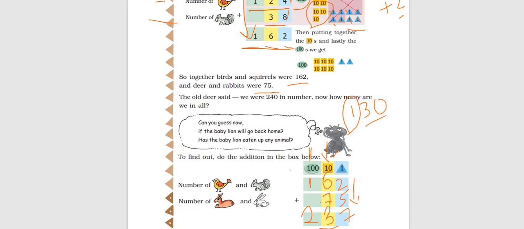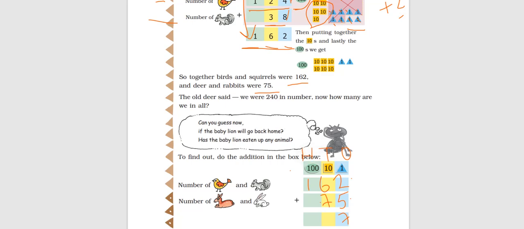Okay, I will do this one more time. So we are adding up all the deer, rabbits, birds, and squirrels. Let's see how much we get. Okay, the birds and squirrels were 162, right? And the deer and the rabbits were 75. So we will add up the ones first. You have 2 ones and 5 ones, which is 7 ones. And we put it down in the ones column, which is over here. This is the ones column, this is the tens column, and this is the hundreds column, right?